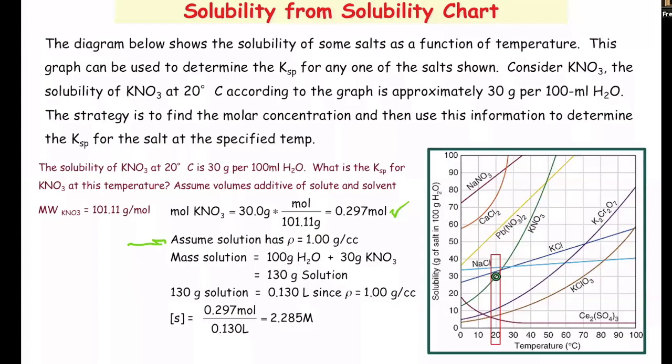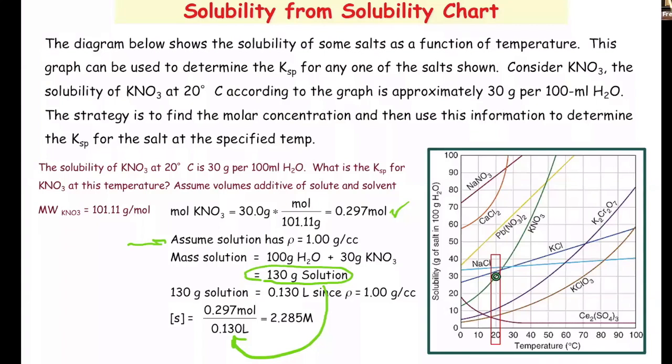So 100 grams plus 30 grams is 130 grams total. But if the density of the solution is 1 gram per mL, then 130 grams is 130 mL. So that's basically what I have here. We have 130 grams of solution, and that is 130 milliliters of solution because we're assuming the density is 1. If you're not given the density, you can make that assumption. If you don't have other information, you can make that assumption. If you are given the density, then you use the density as a conversion factor to go from grams of the solution to volume of solution.